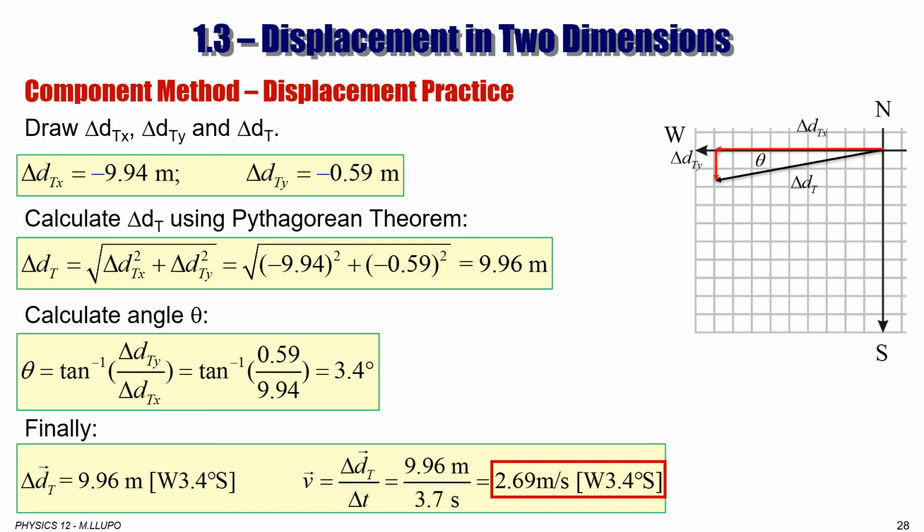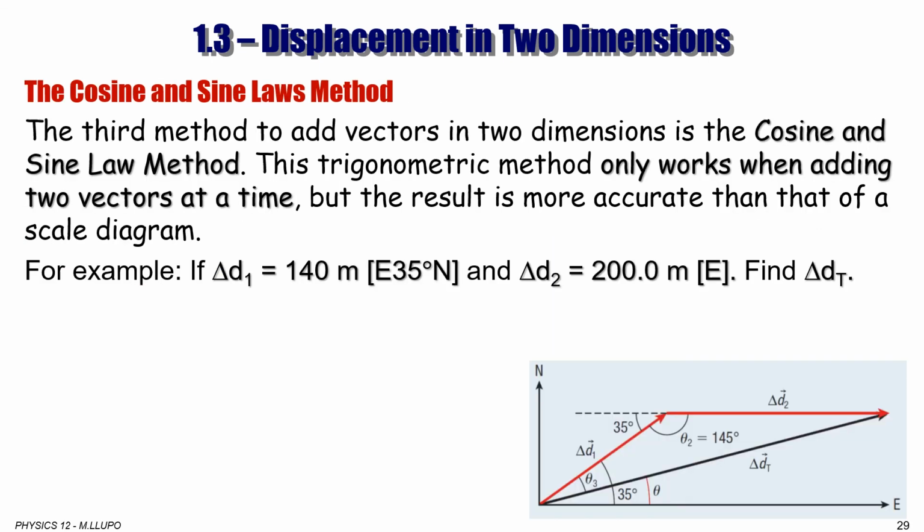Now let's compare those values with the values that we actually had using the scale graph diagram. This is a third method of adding two vectors in two dimensions. This is the trigonometry method. It only works when adding two vectors at a time. This is the downside of it. However, it's very accurate compared to a scale graph diagram, and obviously it is comparable with the component method.